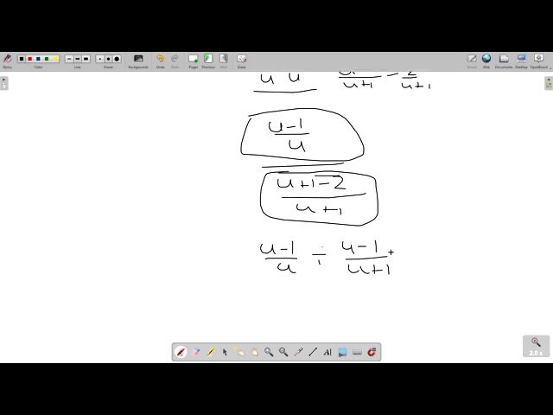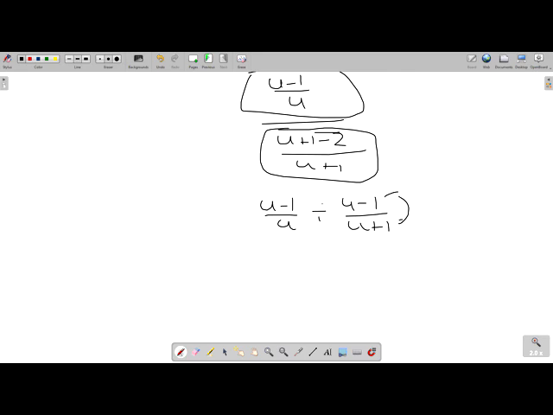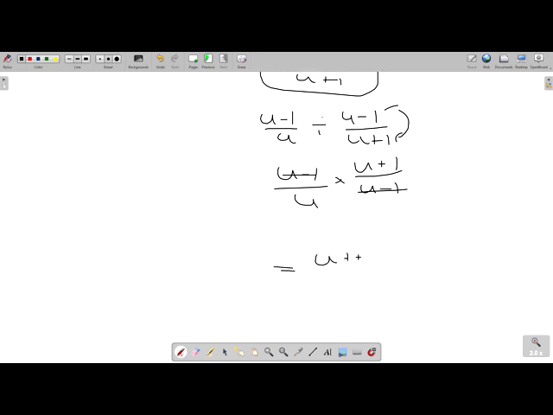We're going to do KCF, so switch: u minus 1 over u times u plus 1 over u minus 1. So we can cancel u minus 1, and it's going to be equal to u plus 1 over u. And that's the answer for number 13.